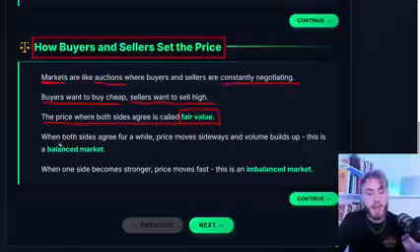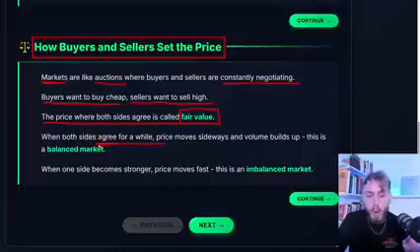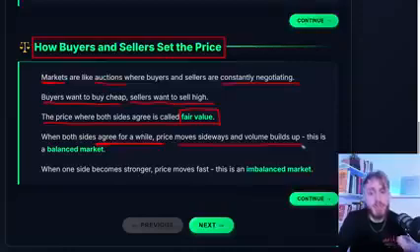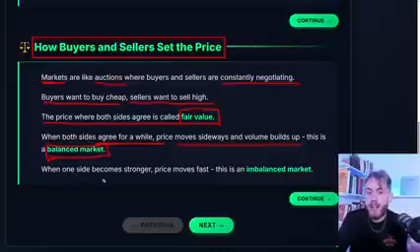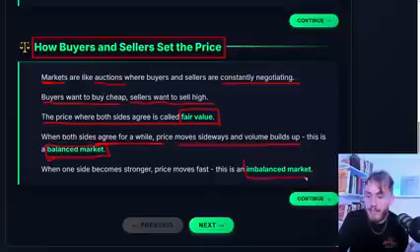And here, when both sides agree for a while, so when they agree during a long period, the price tends to move sideways and you will see volume build up. This is what is called a balanced market. And when for some reason we have one side becoming stronger, this is what is known as an imbalanced market.